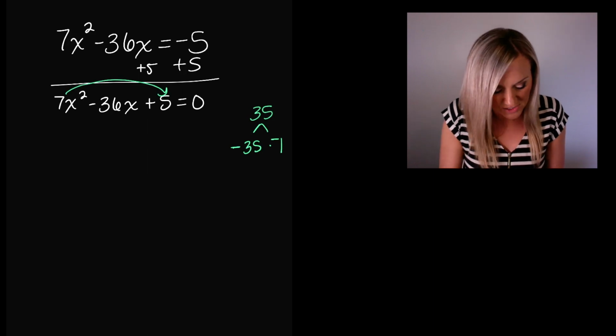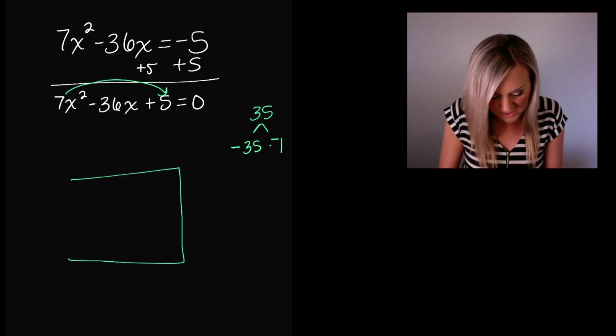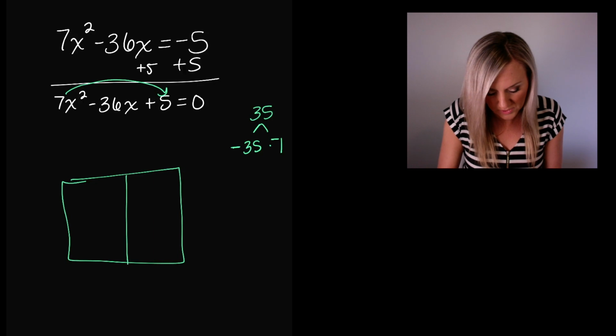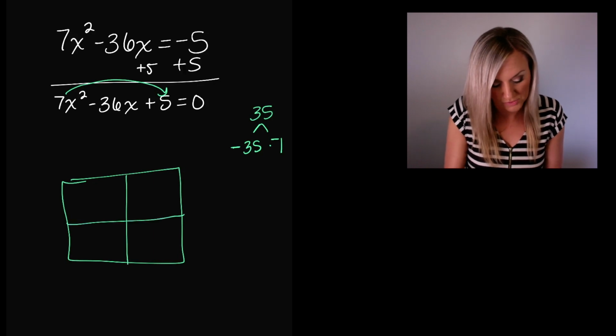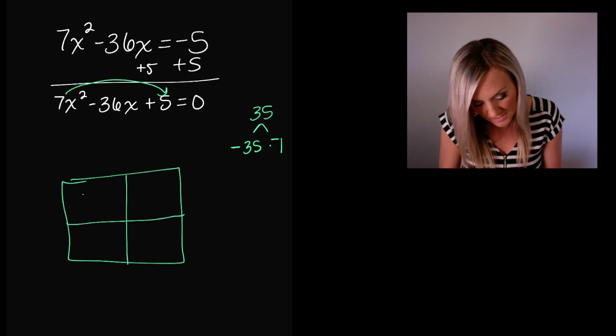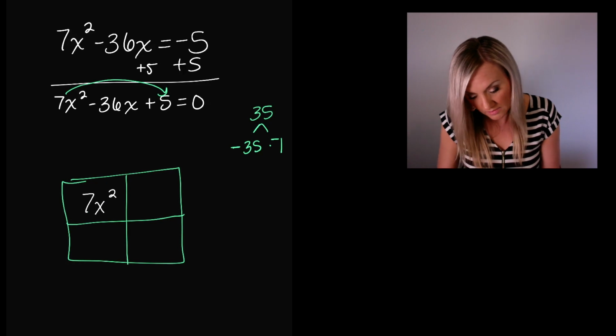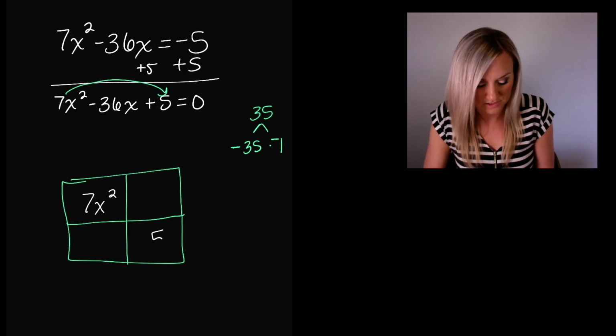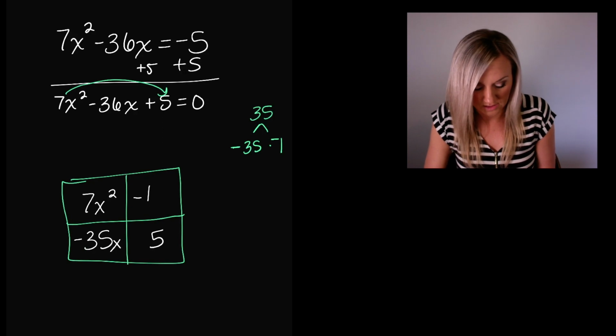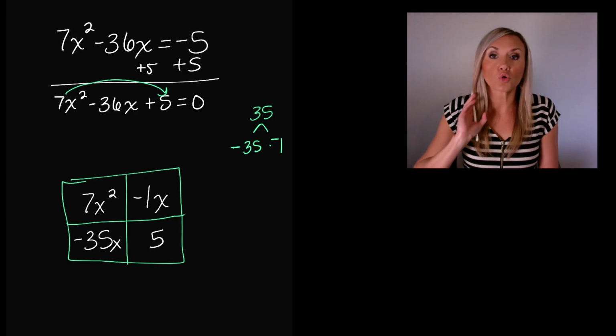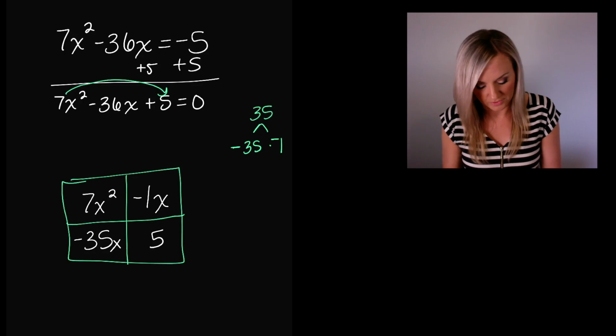All right, so let's draw our box. Let's go ahead and put first term in the first box. So we have 7x squared. Last term in the last box is a 5, and the two that we found, 35x and a negative 1x. Great work. Let's pull out our greatest common factor now.